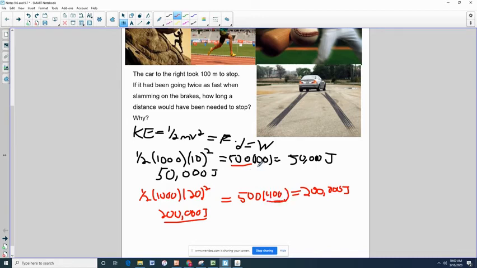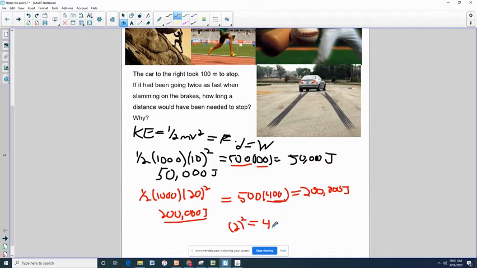That at first it took 100 meters to stop. When we doubled the speed, it now takes 400 meters to stop. So one way of thinking about this is if you double the speed, so it's 2 times what it was, 2 squared is equal to 4.